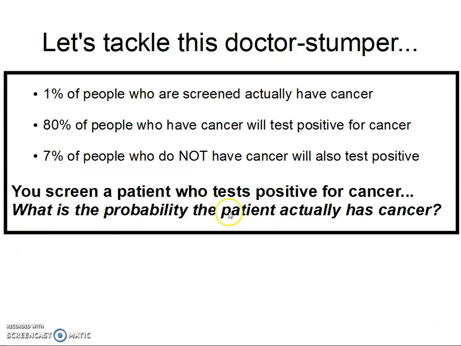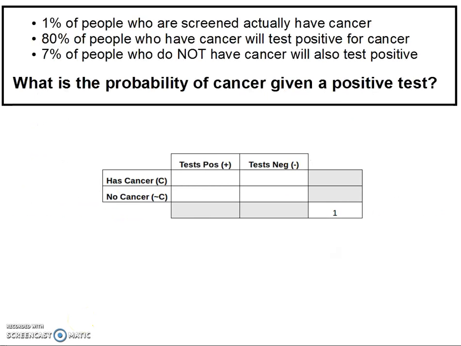So you screen a patient who tests positive for cancer. What is the probability that they actually have cancer? Exact same question I posed to you in the beginning. Now though, instead of just going on your intuition, let's try to apply Bayes' rule to this question. In answering this question, it will be helpful to identify what pieces of information we have and what pieces we need. So we're interested in the probability of cancer given that the test was positive.